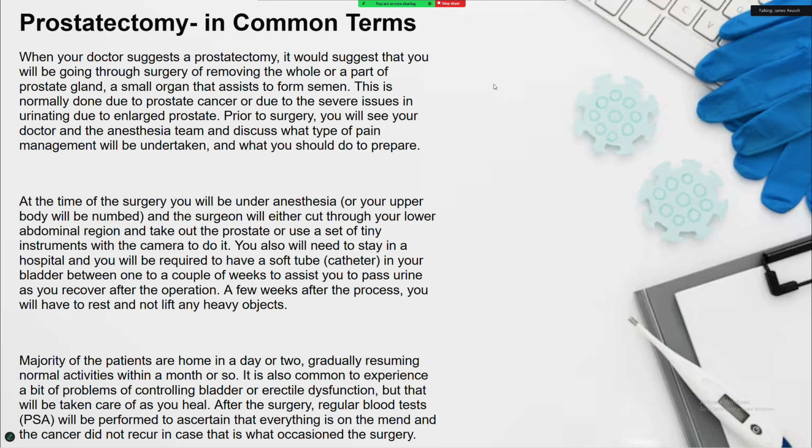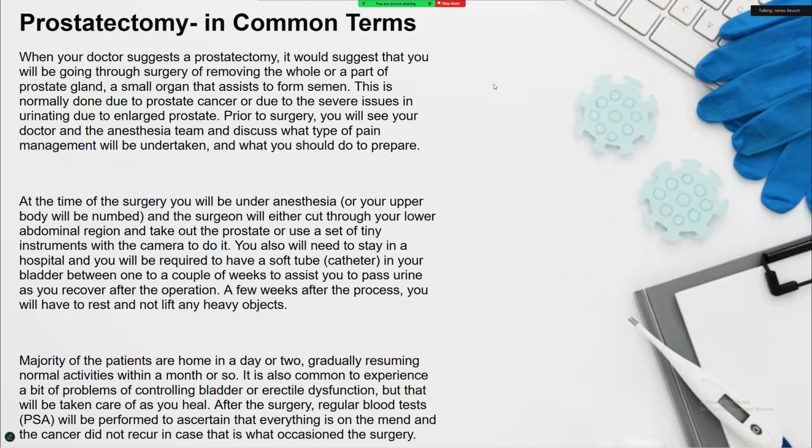In common terms, let's explain this procedure in more everyday language. When a doctor recommends a prostatectomy, it means they are suggesting surgery to remove all or part of the prostate gland, which is a small organ that helps make semen. The surgery is usually done for prostate cancer or because the prostate has become too enlarged, blocking urine flow.